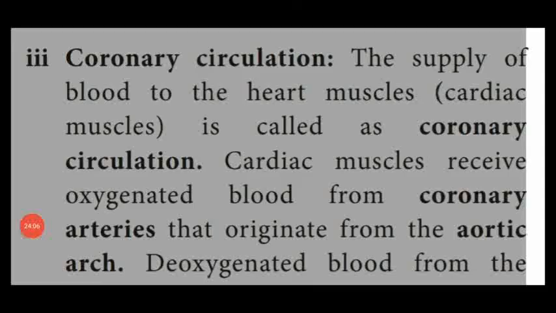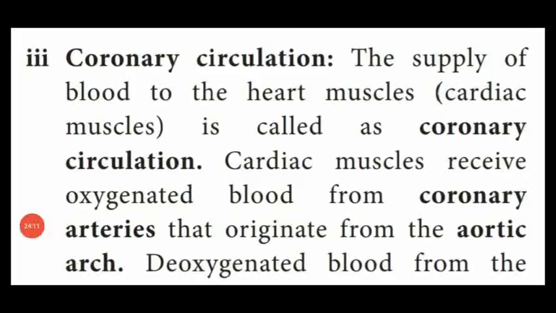Next one, coronary circulation. The supply of blood to the heart muscle is called coronary circulation. The heart, which is made up of a special type of muscle, is named cardiac muscle or heart muscle. The supply of blood to the heart muscle is known as coronary circulation. The cardiac muscle receives pure, oxygenated blood from the coronary arteries, that originate from the aortic arc.